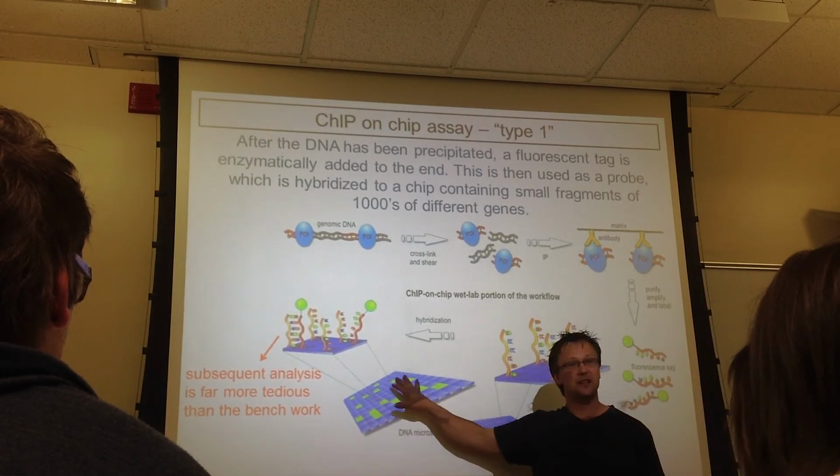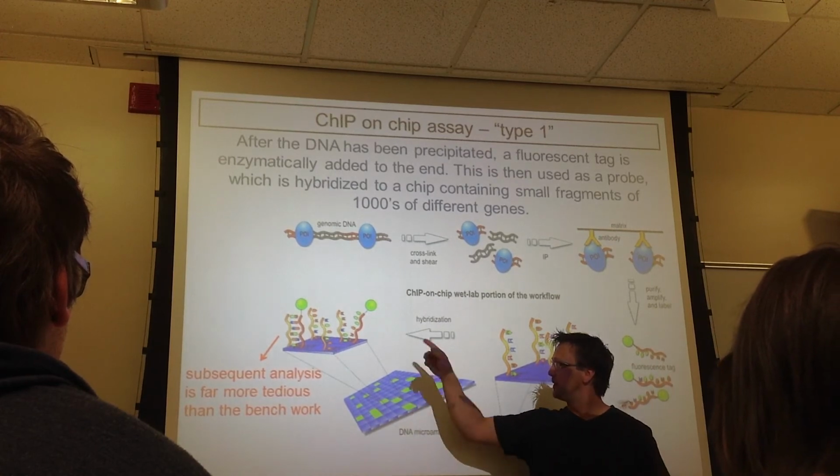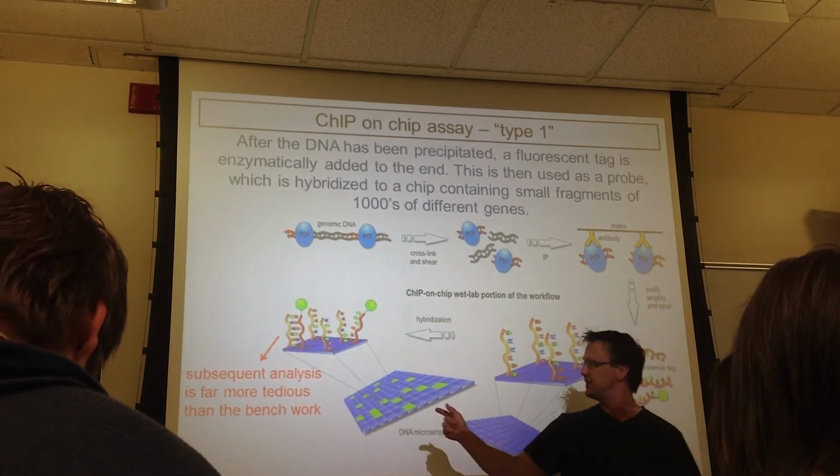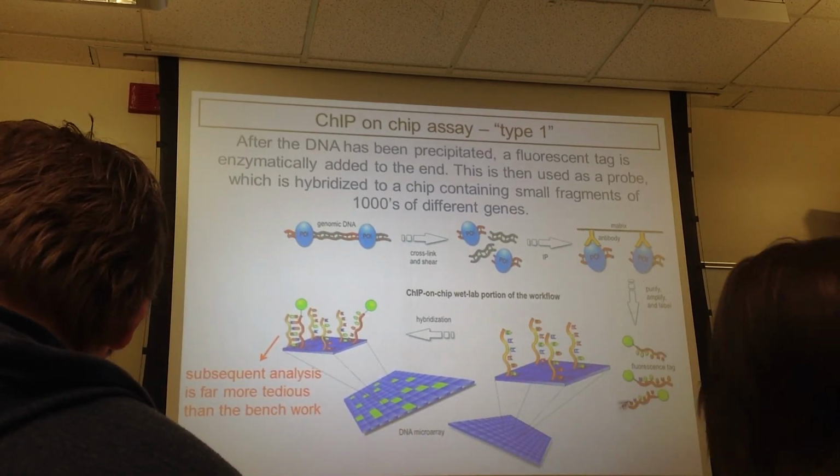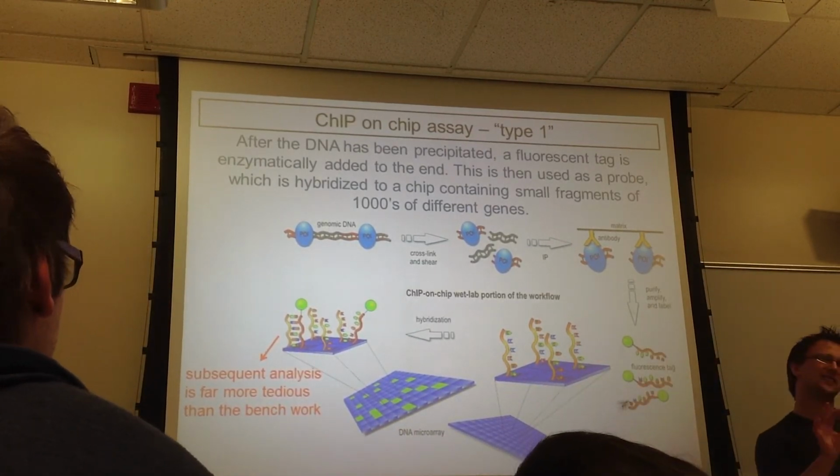And then you just read the chip. Put this in a chip reader. And then it tells you, this gene, this gene, this gene, this gene. It gives you the names of those genes you have immunoprecipitated. This sounds like it's really easy.